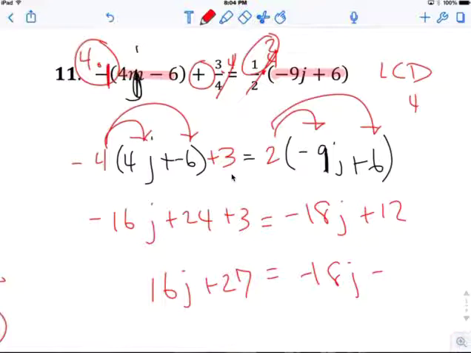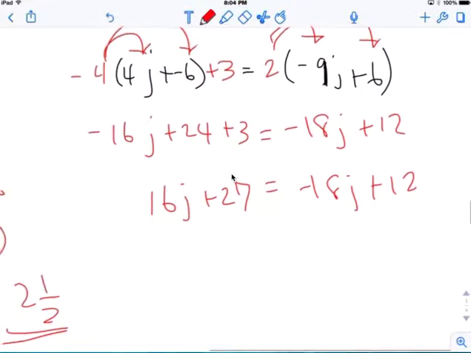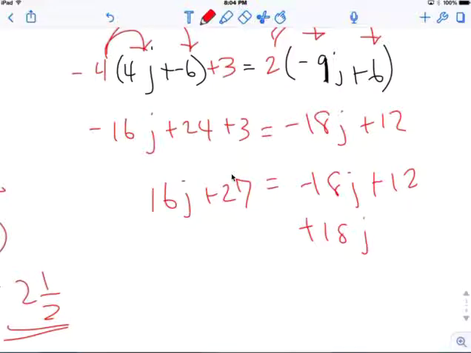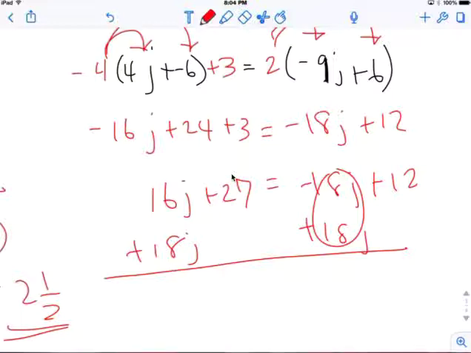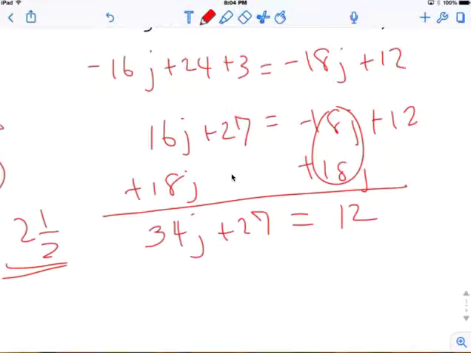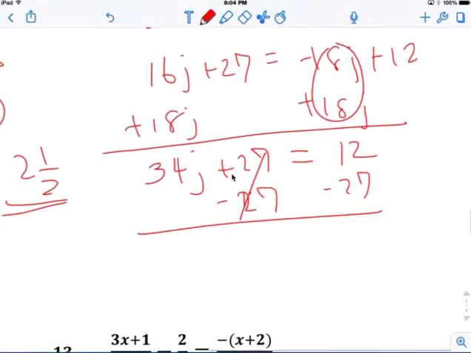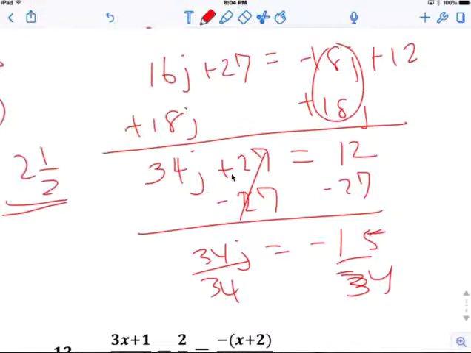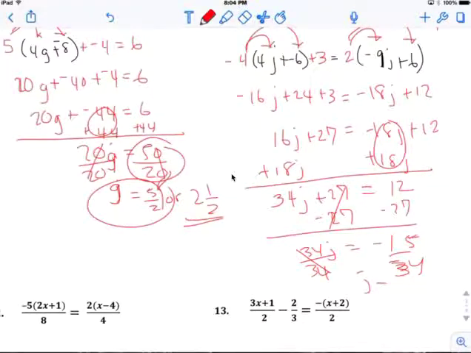Negative 18j plus 12. Oh, definitely negative 18 is the smaller of the two. Notice that helps me keep it all positive. And then you subtract 27, right? Subtract 27. 34j equals, subtract, that's a 5, 1. Negative 15 divided by 34, divide by 34. So my answer is j equals negative 15 over 34. One solution, right? One solution.